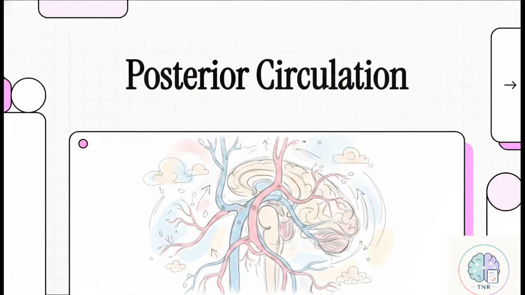Today, we are building a complete, highly detailed mental map of the posterior cerebral circulation. We're going to track the exact journey of blood from the neck all the way up into the brain. We are diving deep, really deep, into every single segment, branch, and critical variant. The goal here? To give you such an exhaustive, crystal clear understanding of this anatomy that you literally won't even need to open a textbook.